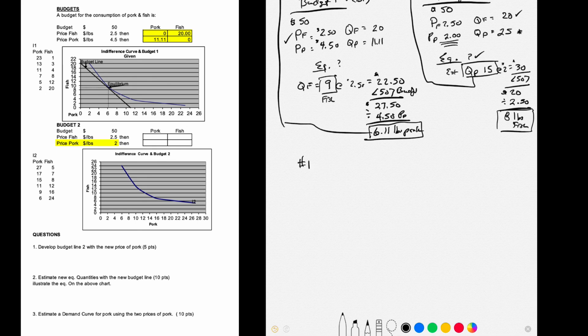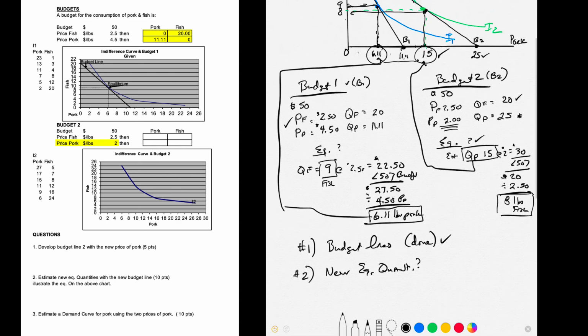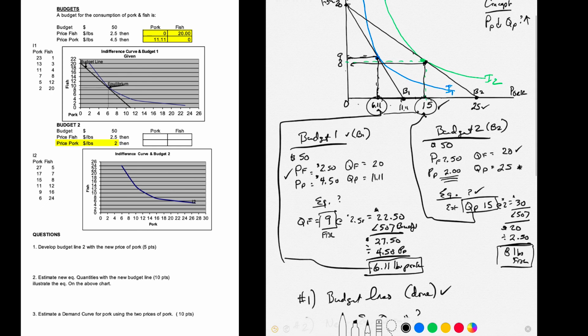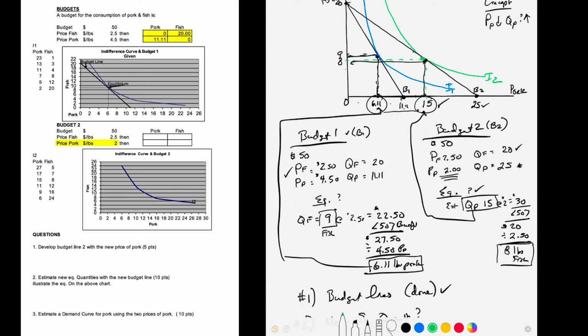So the homework questions on the page, number 1 was for you to develop budget line 2 with the new prices of pork. And what does that look like? So we've done that in the graph above. Second part of the homework was estimate the new quantities with the new budget line and illustrate equilibrium on the above chart. Now we did that on that chart. The new equilibrium is where we found the 15, which led us to having enough money left to buy 8 pounds of the fish product.